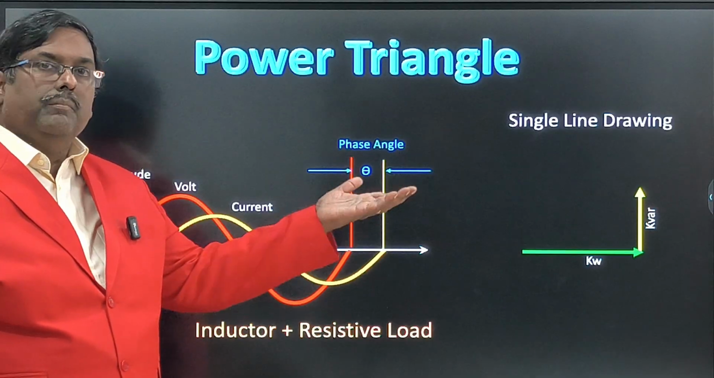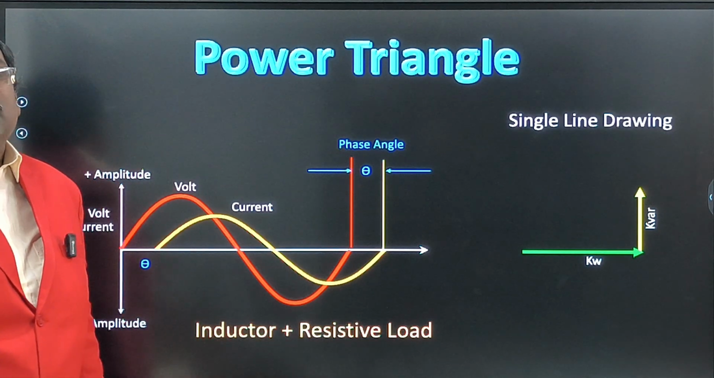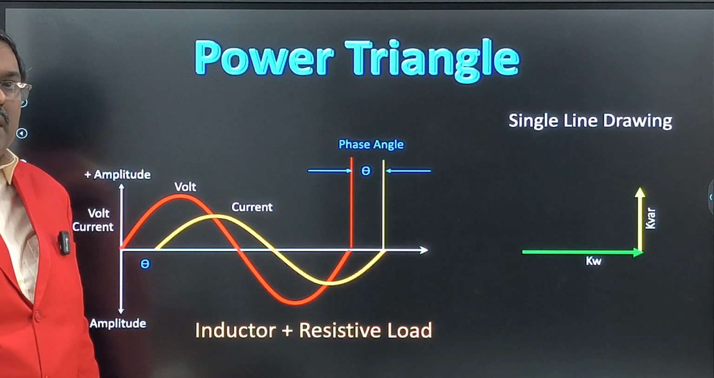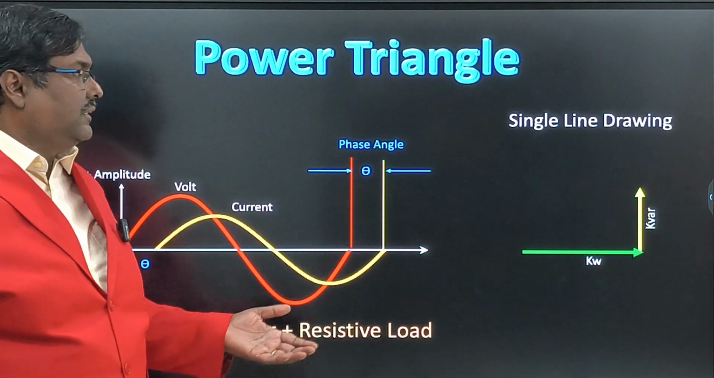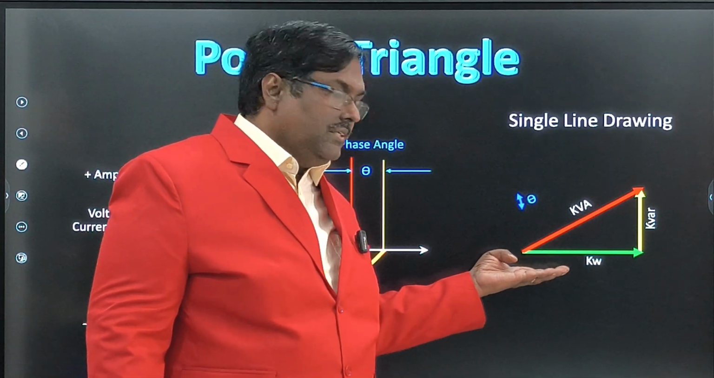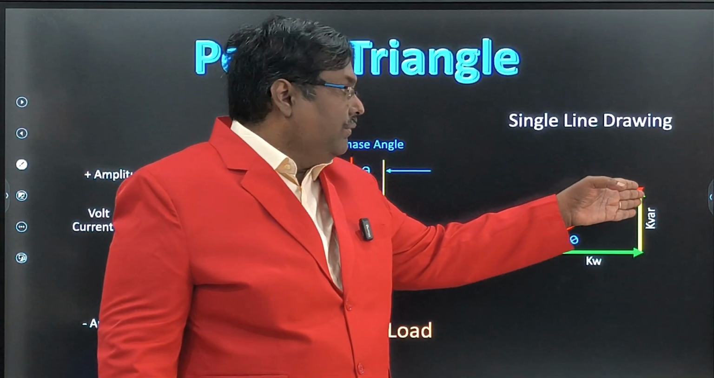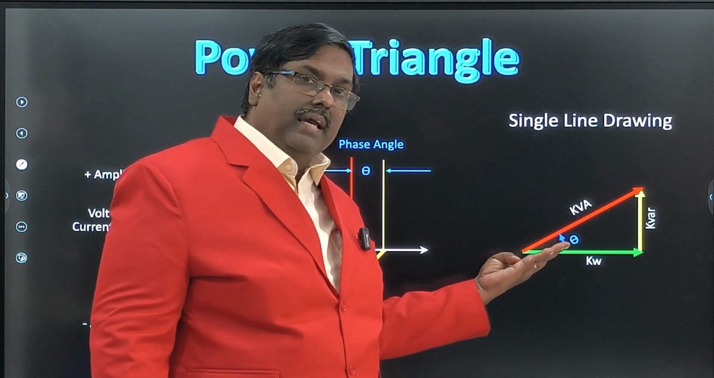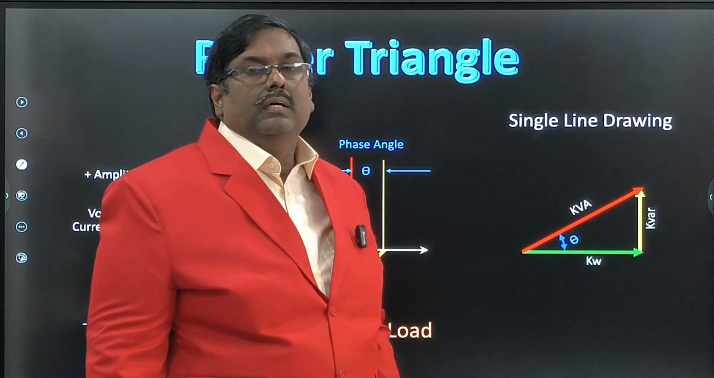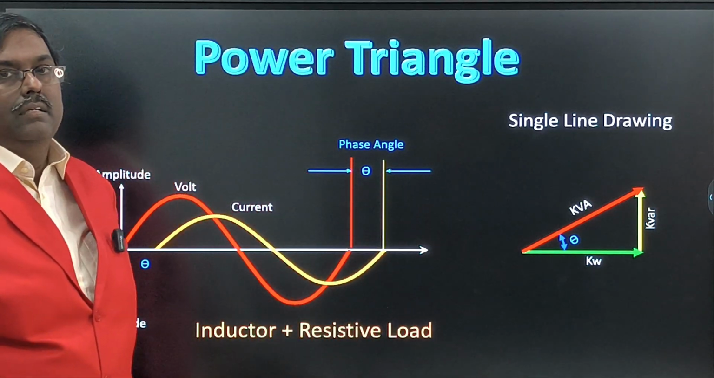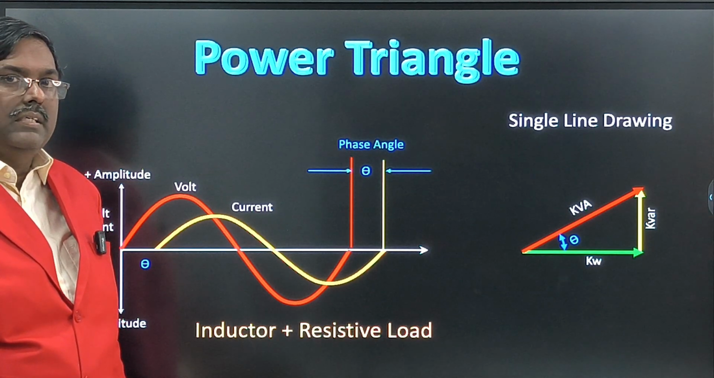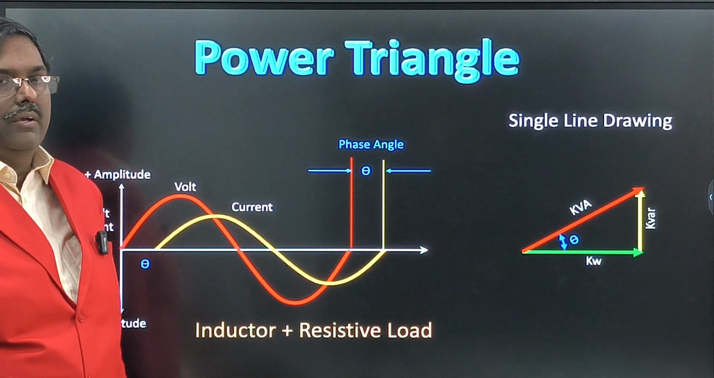To make it easy, we use the triangle method. You can use Pythagoras theorem or trigonometry. A triangle has three sides. Kilowatt will be horizontal, in phase, and vertical will be the reactive power. The hypotenuse side will be the kVA. This is the power triangle, and the angle between kilowatt and kVA is the phase angle. The cosine of that angle is called the power factor. Power factor is a ratio, so it has no unit.